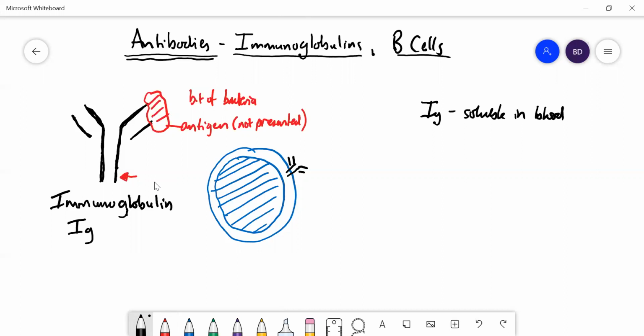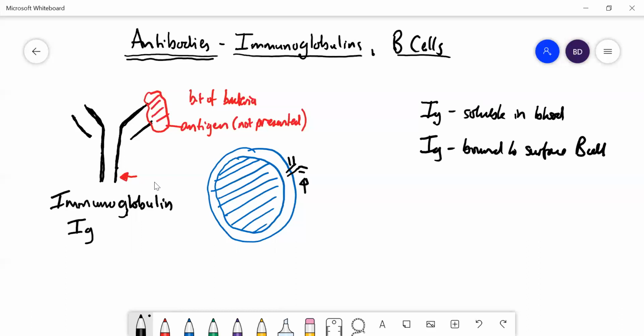So people are trying to get a test for the coronavirus to see who's had it, by testing for immunoglobulins in someone's blood that will bind to the coronavirus, and that's a good indication that they've been infected with it. There's another kind of immunoglobulin which is cell bound, bound to the surface of the B cell, just like that one there.